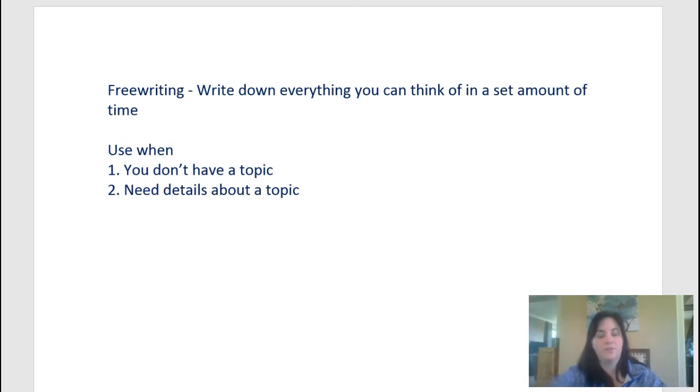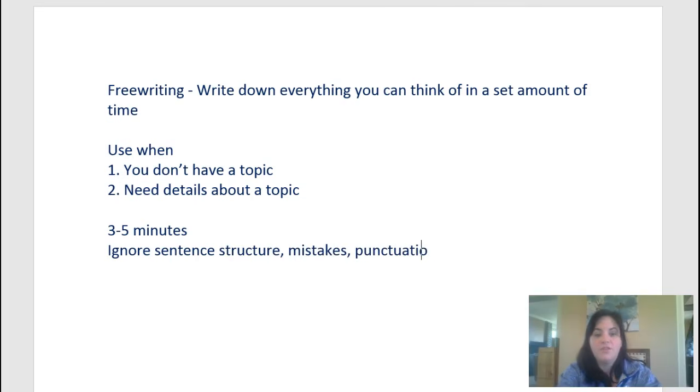So here's how free writing works. In free writing, you would set aside a certain amount of time, a short amount of time, let's say 3 to 5 minutes, and then you would just write down everything you can think about. If you can't think of a topic at all, you would free write by writing down anything you can think of that you could possibly write about. You ignore sentence structure, mistakes, punctuation. You just focus on getting the ideas out there.